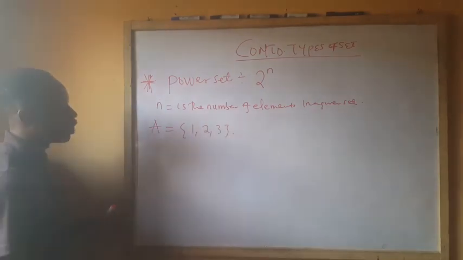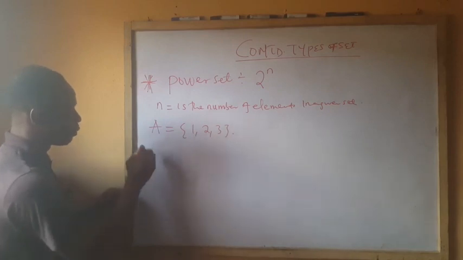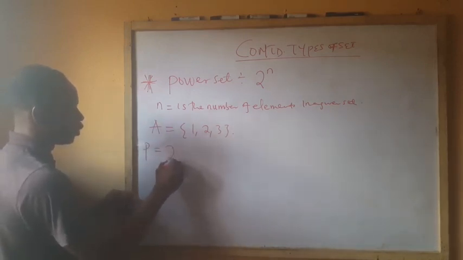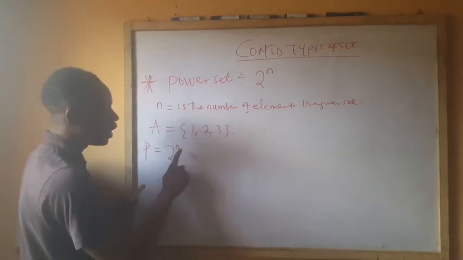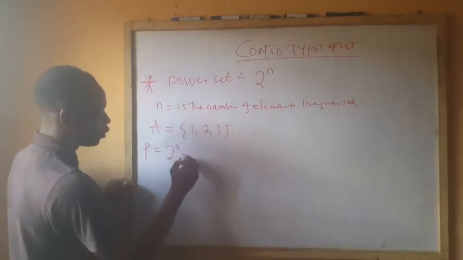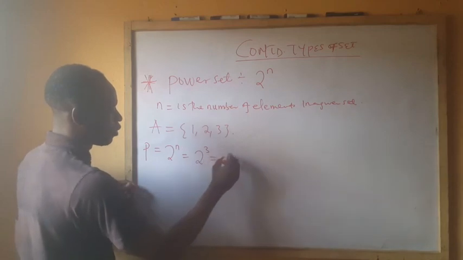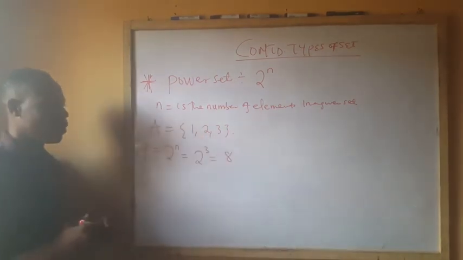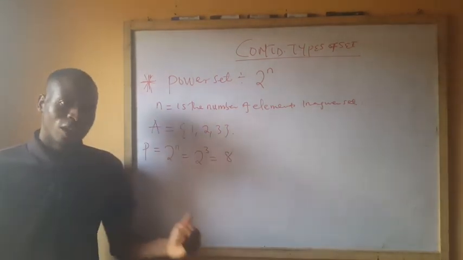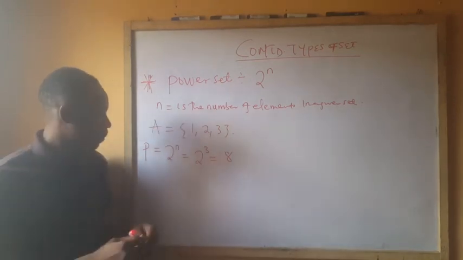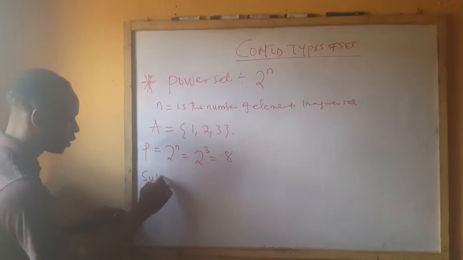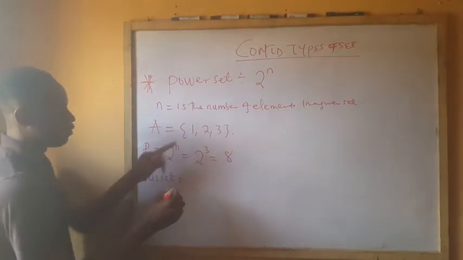Okay. So now, the power set of this problem is 2 raised to power n. The number of elements here, they are 3. So that means n represents 3. So when you replace, you have 2 raised to power 3. That will give you what? 8. That is our power set. So now let's list the subsets of this power set. Maybe we are going to have the same 8.